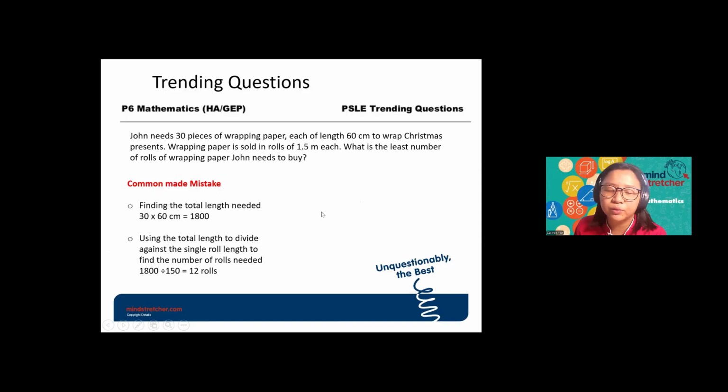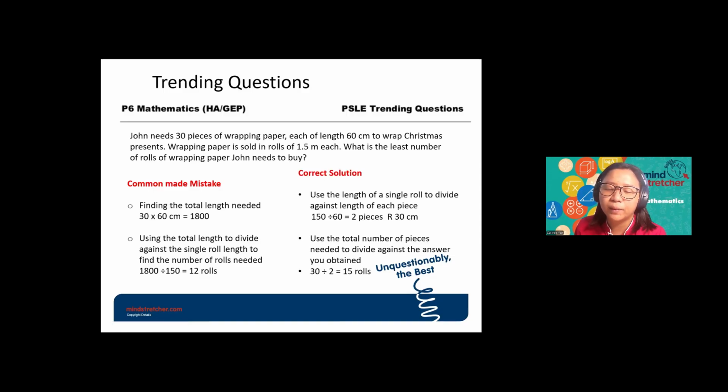You shouldn't find the total length first. In fact, you should find out, in one piece of wrapping paper, how many presents can you wrap, before deciding on the number of rolls of wrapping paper you need. Okay, so we will explain this kind of question in class, and students will internalize the reasoning.